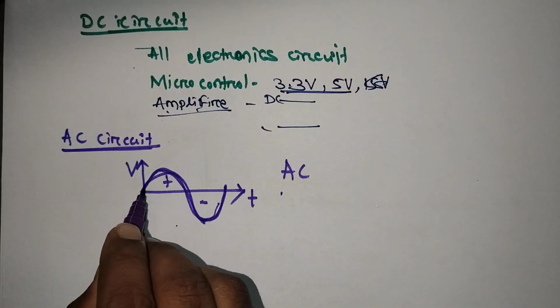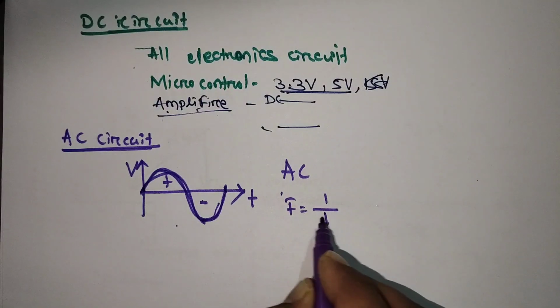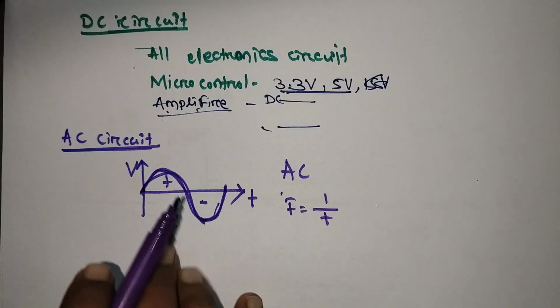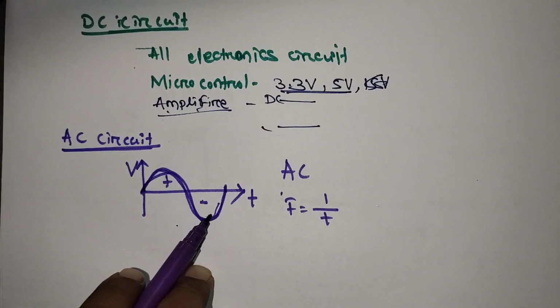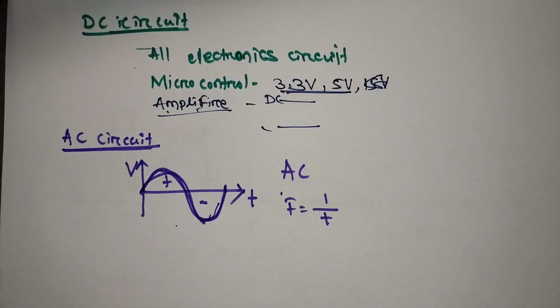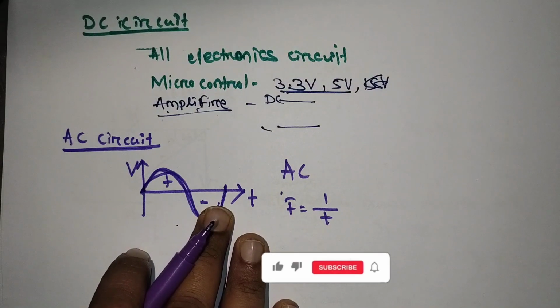For one cycle, f equals 1 by T. How much time it takes to complete one cycle, that is called frequency. You can tell the time per second. One cycle completing, how much time it will take, that is called frequency.